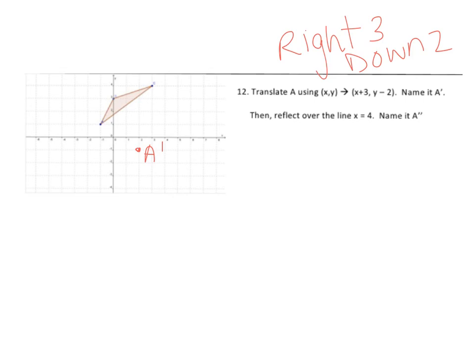Then we want to reflect it over the line x equals 4. That's going to be a vertical line going through the point x equals 4. Drawing that in blue on our graph. And now we want to reflect it over that blue line. Well, we were 1, 2 to the left of that line x equals 4. So now I want to go to the right of that line x equals 4 and put a dot. And this one we're going to call A double prime.